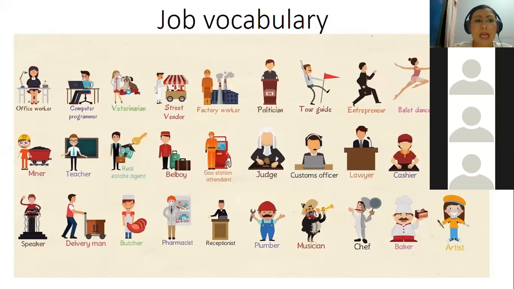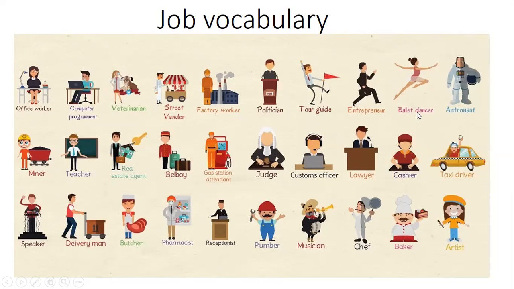So for the job vocabulary, we have, for example, number one, an office worker. Number two, a computer programmer. Three, veterinarian. Four, street vendor. Five, factory worker. Six, politician. Tour guide. Entrepreneur. Ballet dancer. Astronaut. Miner. Teacher. Real estate agent, bellboy, gas station attendant, judge, customs officer. Customs is the aduana, right? Lawyer. We have lawyer, cashier, taxi driver, speaker, delivery man, butcher, pharmacist, receptionist, plumber, musician, chef, baker, and artist.